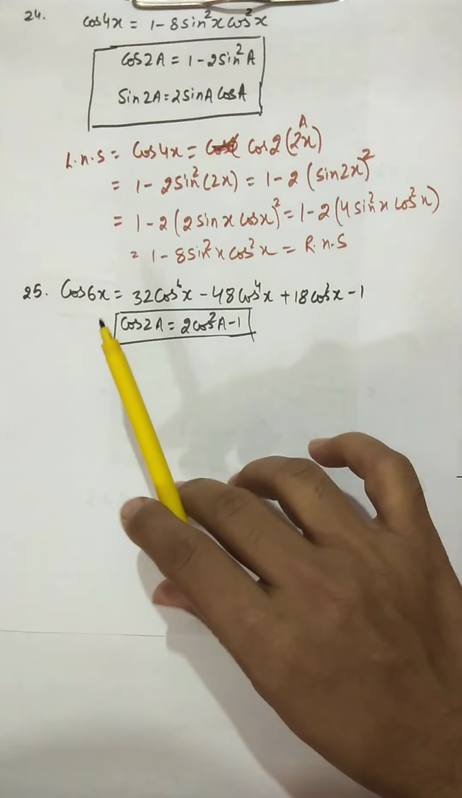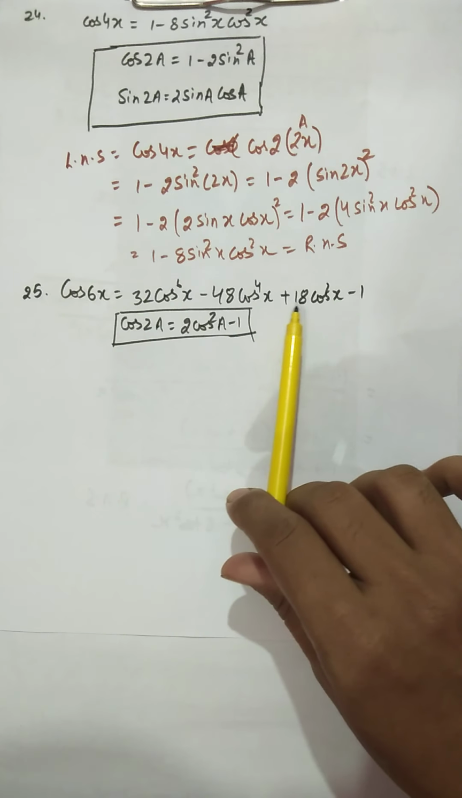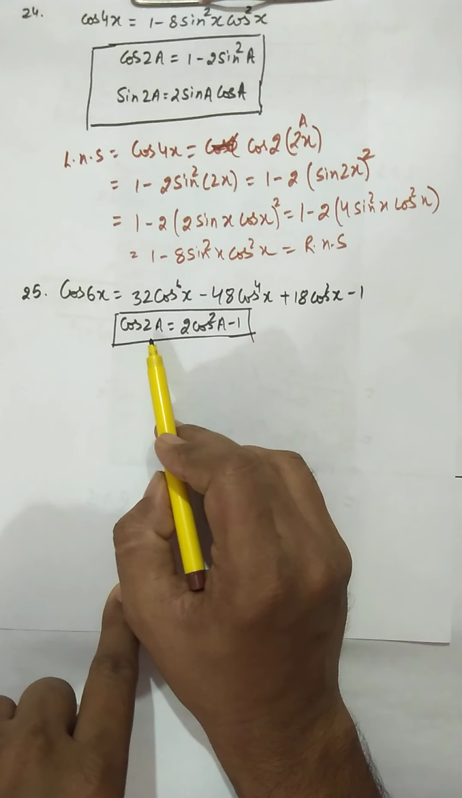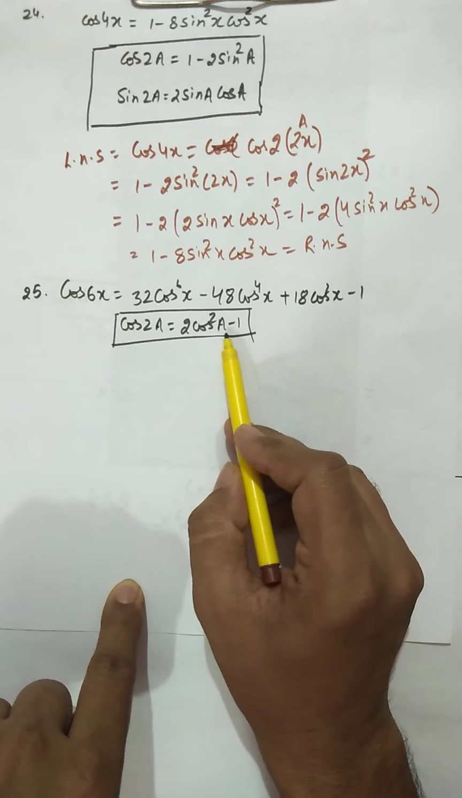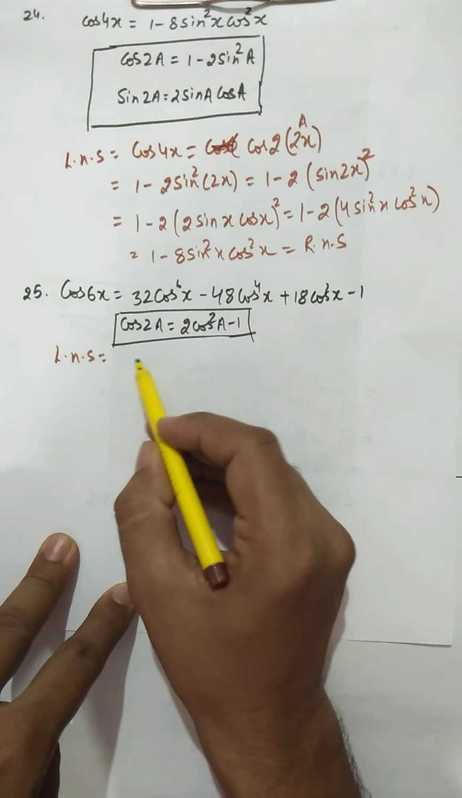Now we'll discuss question number 25. Cos 6x, you have to prove this is 32 cos 6x minus 48 cos 4x plus 18 cos square x minus 1. So you see this minus 1, and there is a formula of cos 2a which is again 2 cos square a minus 1. So you have to think about how you can apply this.